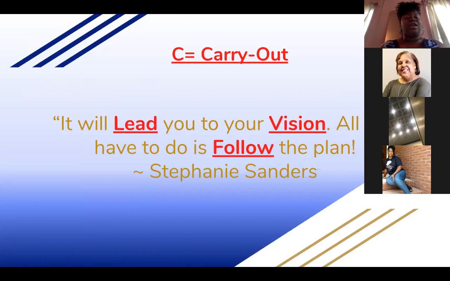Now, the cash flow strategist will lead you to your vision. All you have to do is follow the plan. Remember, guys, it's a living document. You have the ability to go in and change your situation, but you have to change it. You have to update it. And that's the most important part, being active in your financial life.